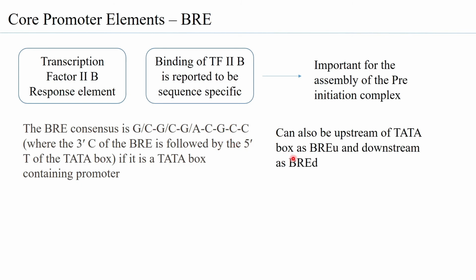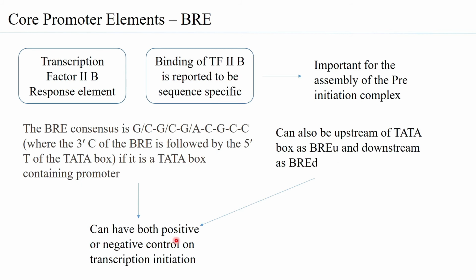And as mentioned earlier, you can have the BRE present upstream of the TATA box and also downstream of the TATA box. Now, looking at the consensus sequence and its interaction with TF2B, what has been found is that this sequence, that is the BRE, may be responsible for either positive control or negative control on transcription initiation.